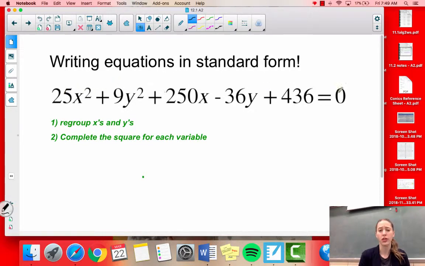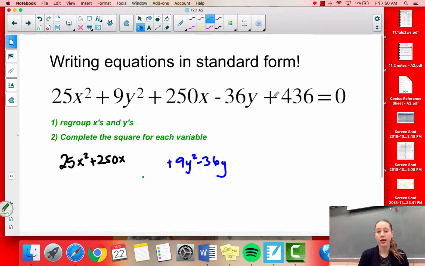So here we've got this huge equation that's set equal to 0, and to start it says regroup the x's and y's. So I'm going to start by getting all my x's on the left side and all my y's on the right side, and that's going to give us 25x squared plus 250x. I'm going to leave a little bit of a gap, and then I'm going to put my y's on the other side, and I'll do that in blue. So I'm going to have plus 9y squared, and then minus 36y, and then the only other thing is I'm going to move the 436 to the other side because I want all my constants to be on the other side of the equal sign. So equals negative 436.